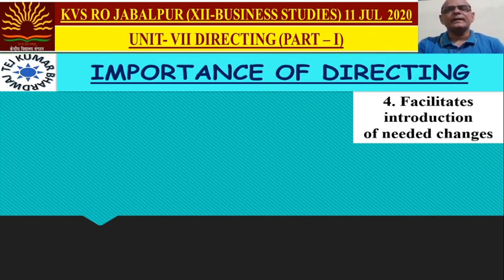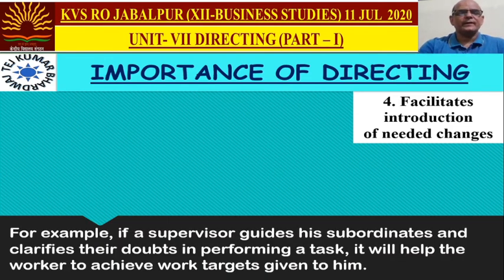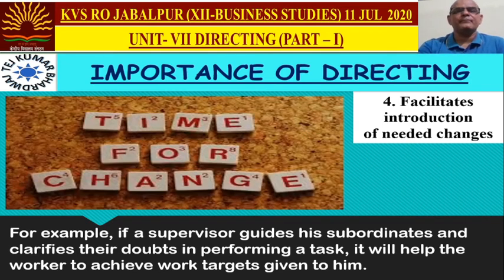And finally, he establishes strong communication with the workers. He asks their problems, gives them suggestions, he establishes strong communication with the team, and people start working. So whenever there is a change, to facilitate that change, we need the elements of directing. For example, if a supervisor guides his subordinate and clarifies their doubts in performing a task, it will help the workers to achieve work targets given to them.